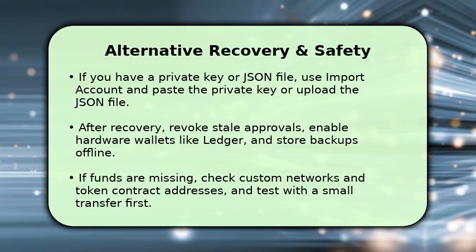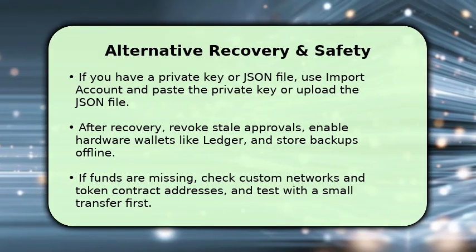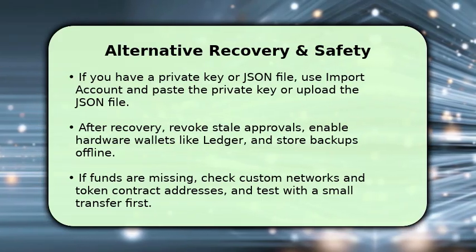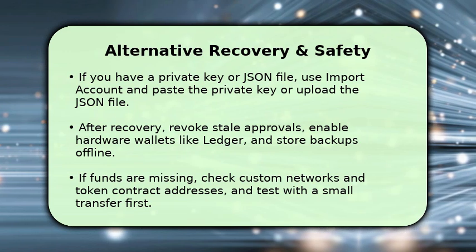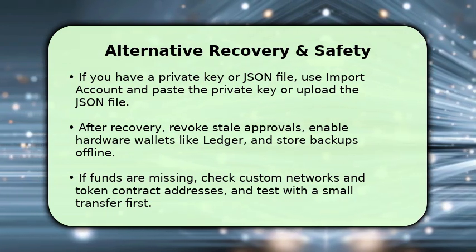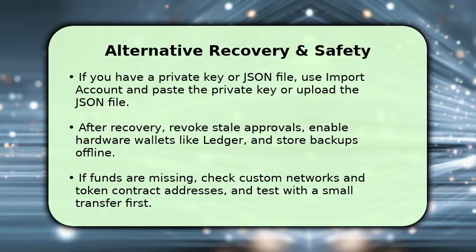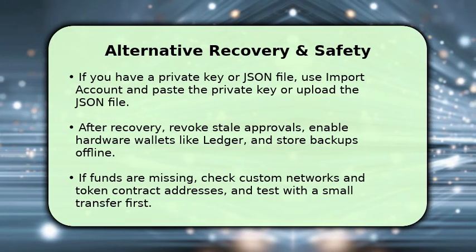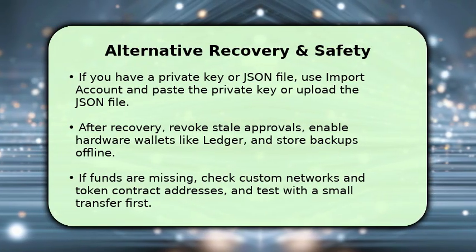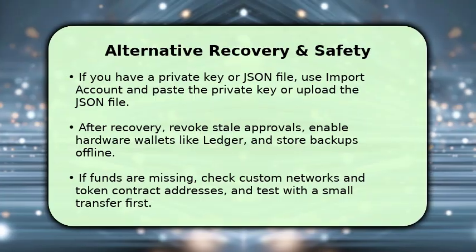After recovery, immediately review connected dApps and revoke stale approvals to prevent draining. Consider connecting a hardware wallet, such as Ledger or Trezor, for added security and move funds to a new account if you suspect compromise. Always keep offline encrypted backups, verify token contract addresses for custom tokens, and test transactions with a small amount first.